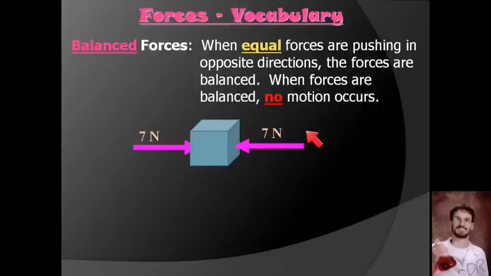An object with balanced forces won't start to move. Likewise, if there's an object that's moving and it only experiences balanced forces, it will continue to move. It won't ever stop. It'll just keep doing what it's doing. So an object with balanced forces continues to do whatever it is doing now. It might be sitting still, it might be moving.